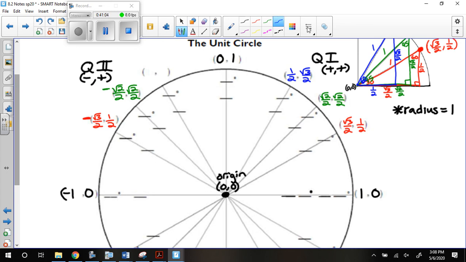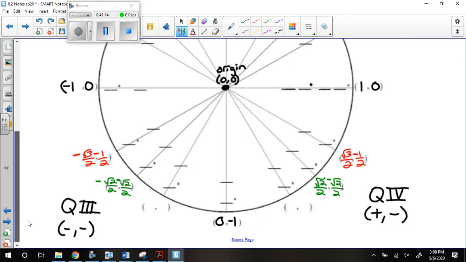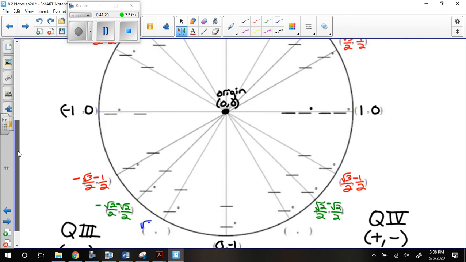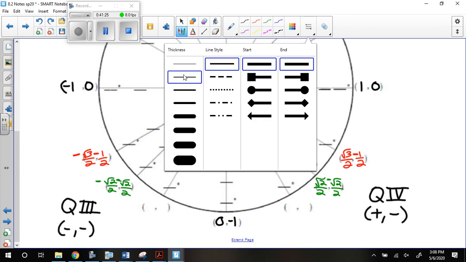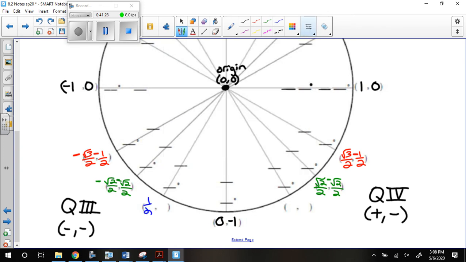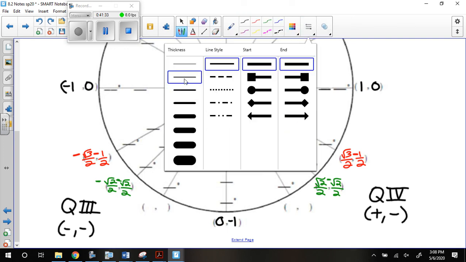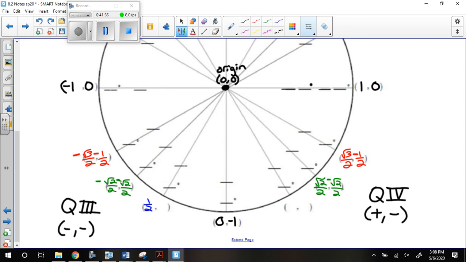Doing the same thing with the blue ordered pair. Flipping over into quadrant 2, and then flipping down into quadrants 3 and 4. 1/2, square root of 3 over 2, and 1/2, square root of 3 over 2 in quadrant 4.